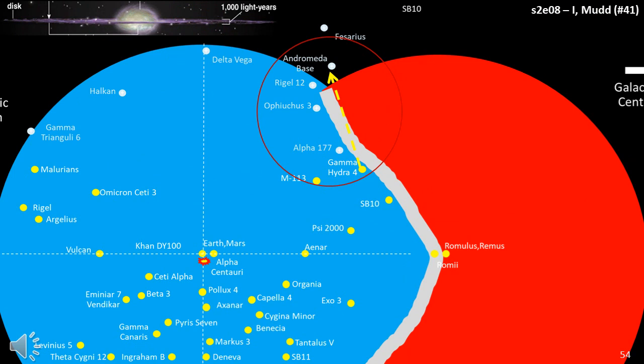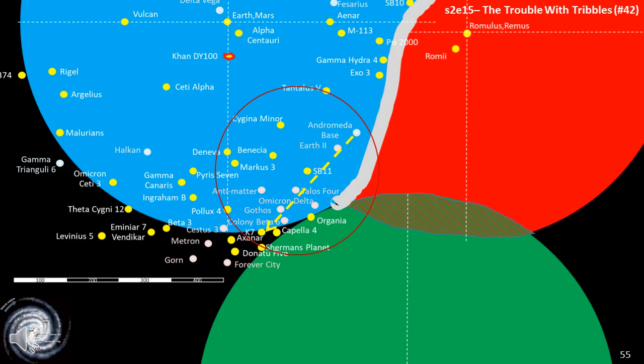In I, Mudd, the Enterprise meets the Andromeda androids. I have to assume they were outside Federation space in an unusual position, possibly way up towards the North Galactic Barrier. In The Trouble with Tribbles, the Enterprise goes down to the Klingon border. This may not seem like a long journey, but the Enterprise is 300 light years north of this position, so it is yet another long journey.